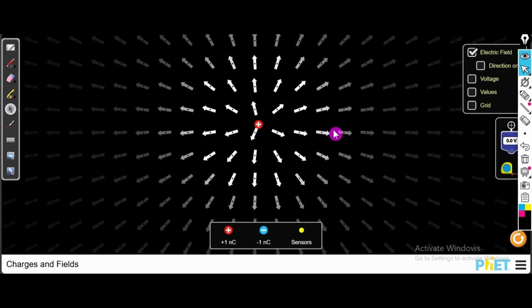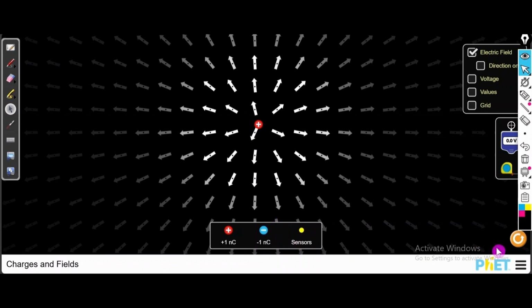These are actually electric field lines. So electric field lines are originating from this positive charge up to the region to which this positive charge has its effect.